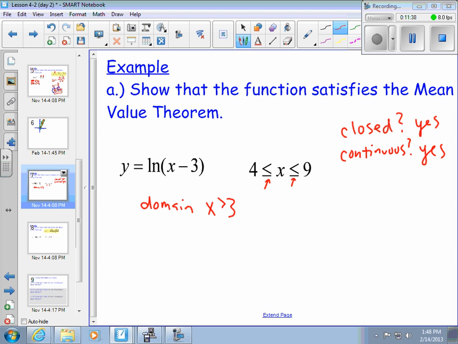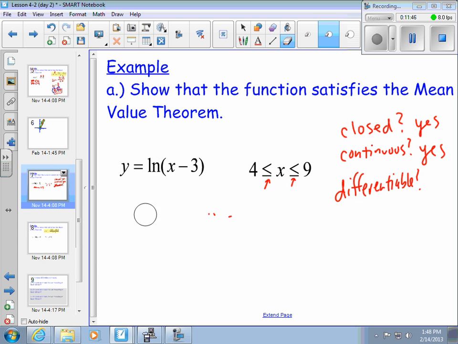All right, the last thing, is it differentiable everywhere? Well, differentiable, we've got to check. What's the derivative of this one going to be? Derivative of ln is always 1 over whatever you're taking the derivative of, x minus 3. And we've got to do the chain rule. Derivative of the inside: derivative of x is 1. Derivative of 3 is a constant, so it'd be 0. So this would be times 1, or just 1 over x minus 3.